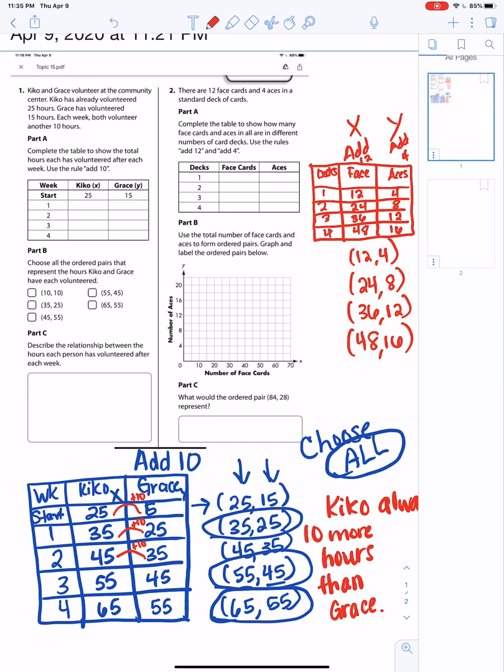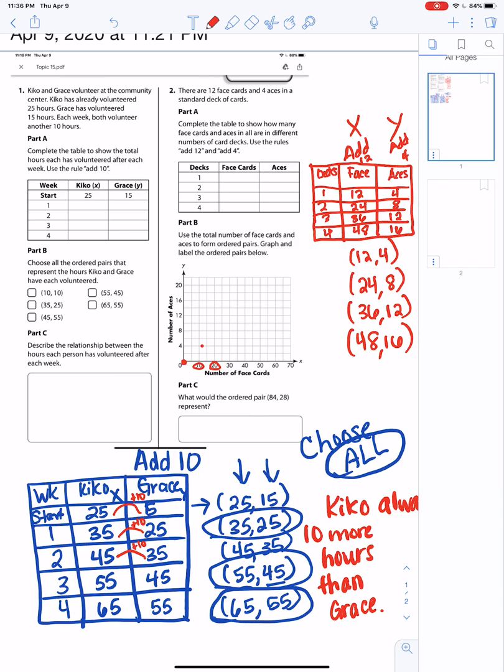Part B says, use the total number of face cards and aces to form ordered pairs. That's what we just did. Graph and label them below. So I'm going to start at my origin, always at 0, 0. I'm going to go across to 12, 4. Well, if you notice, I have 10 and I have 20. I don't have an option for 12. Well, right in between 10 and 20, that line that you see right there is 15. So I know that 12 is in between 10 and 15. And so it's going to be in this space, and I'm going to go up to 4. It's going to be right there at 12, 4.